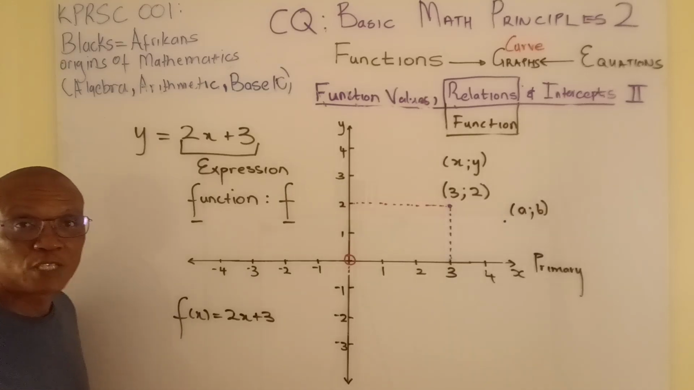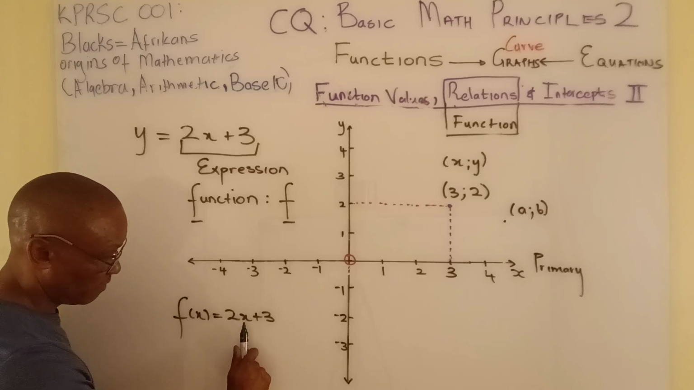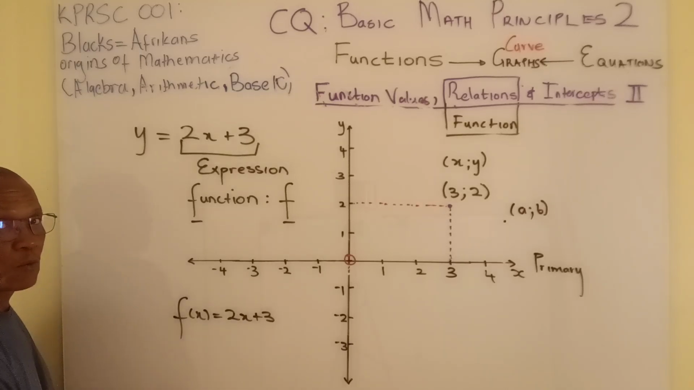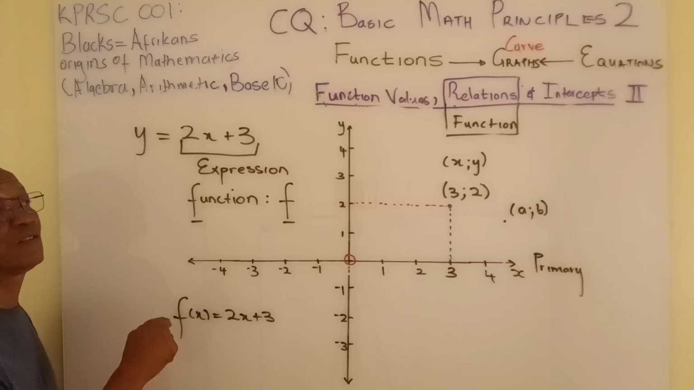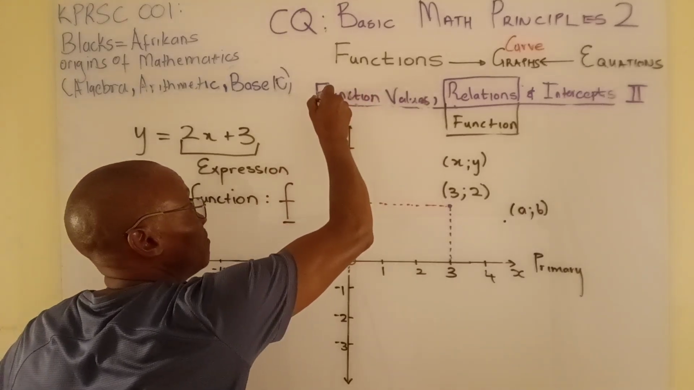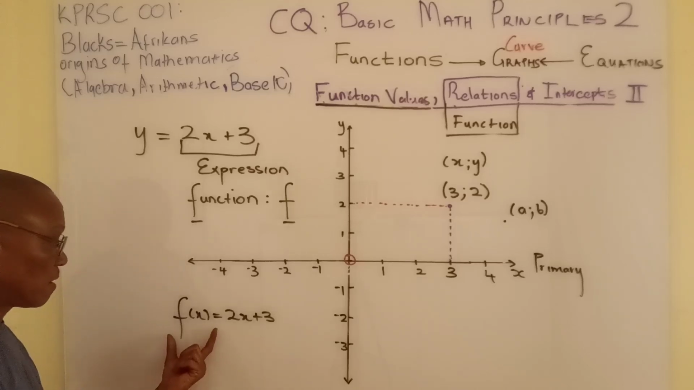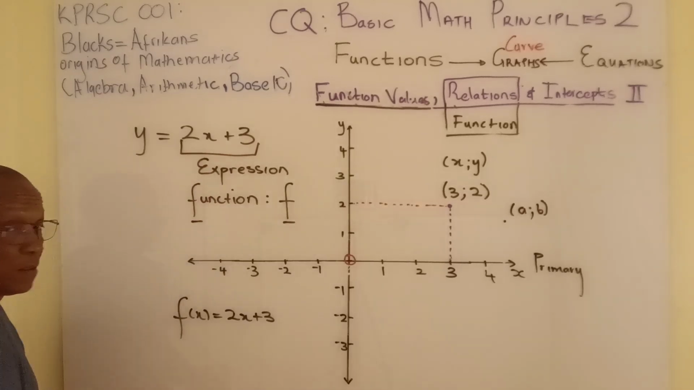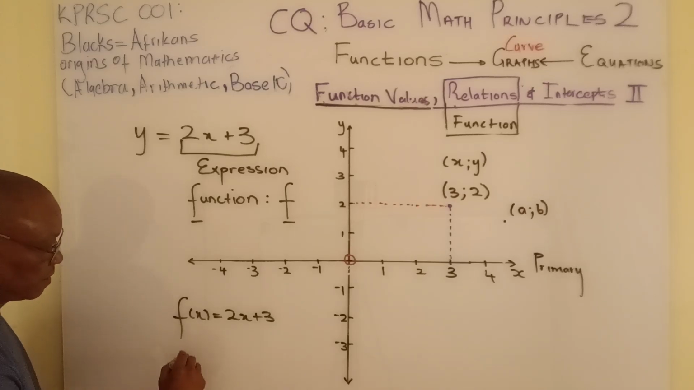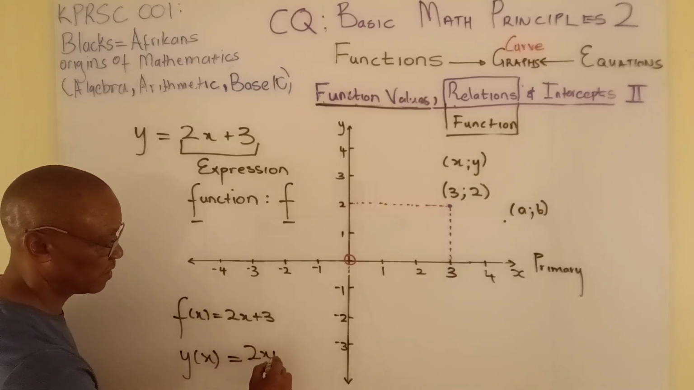Now this is the guy that's going to do the relating for us. He's going to relate a certain value of x with whatever is going to be the value of y. He's actually going to calculate the value of y for us. He produces function values. Another notation is to say y of x is, putting everything together, 2x plus 3.